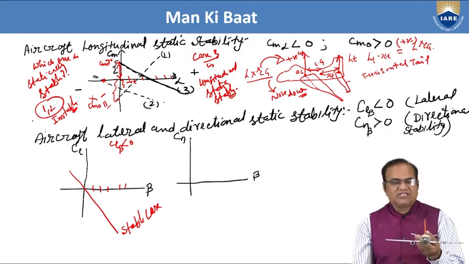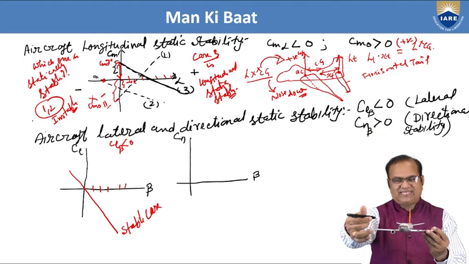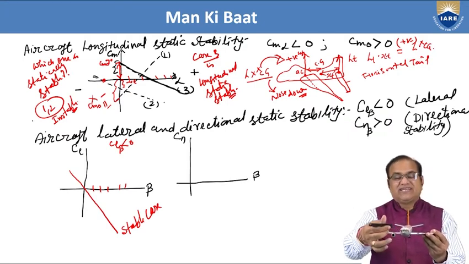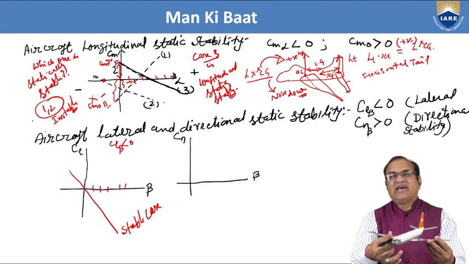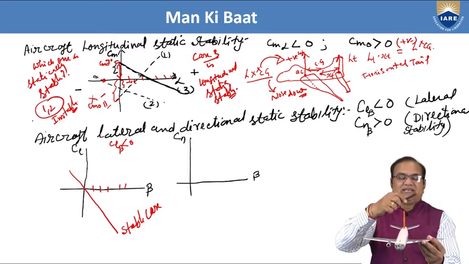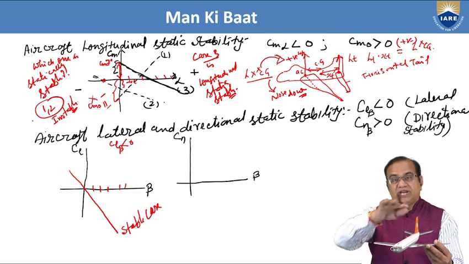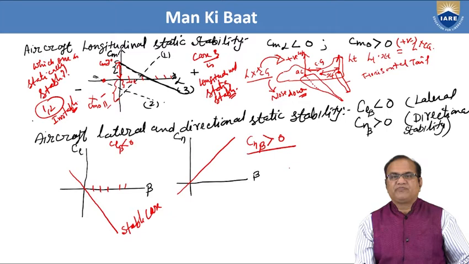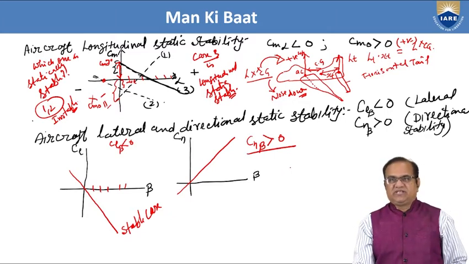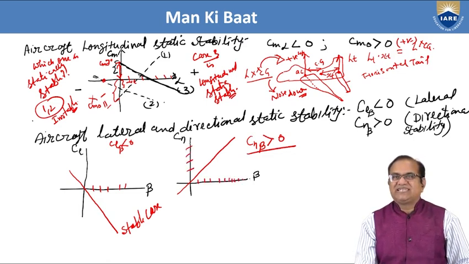Now I talk about the directional stability. Direction means once aircraft is flying like this, and if a side wind comes from this side, it is called the side slip. A side slip angle is generated. This side slip will make the aircraft turn in this direction, because here a Y force will act in this direction. So it will try to neutralize the beta. So as it is positive, it is also moving towards the positive. So the plot will be like this. So here CN beta should be greater than zero. It means for the directional static stability, as you increase the side slip angle beta 1, 2, 3, 4, 5, 6, 7, 8, the CN should also increase in the same proportion.